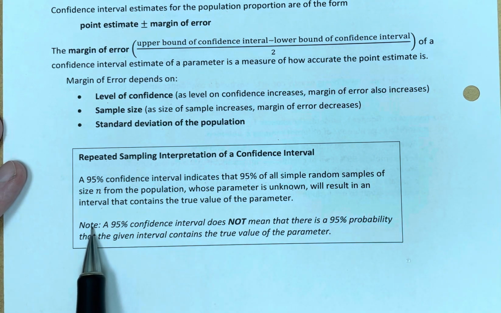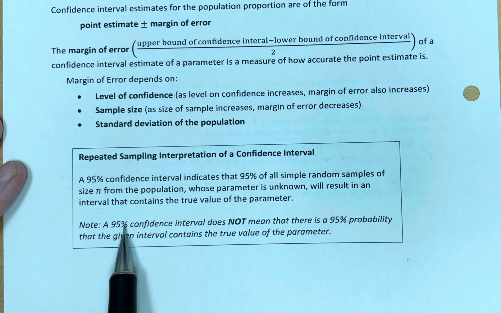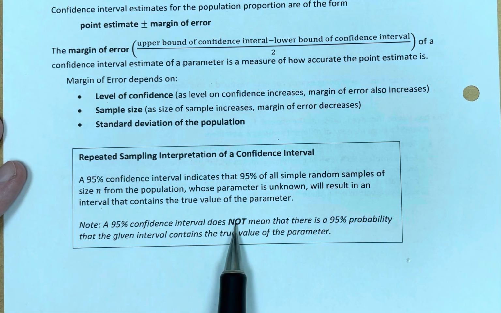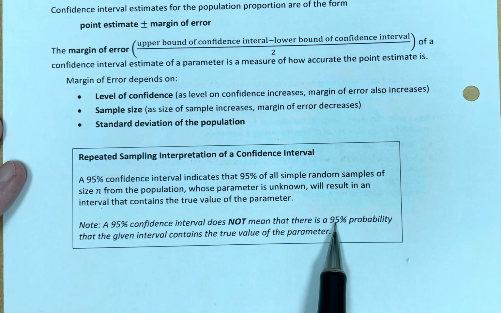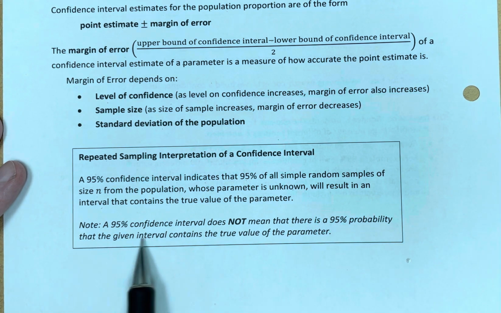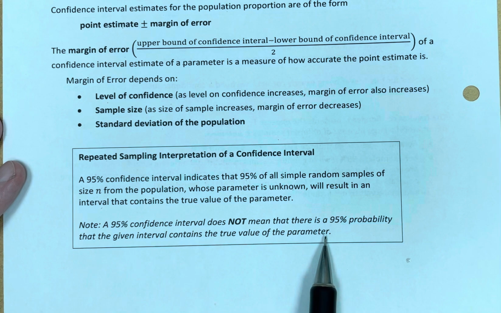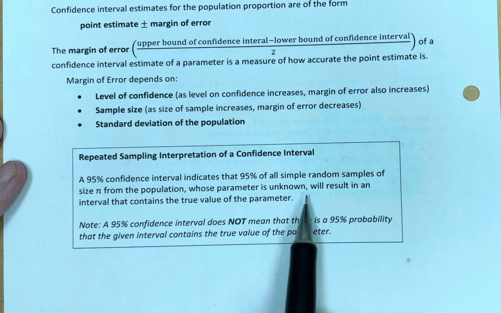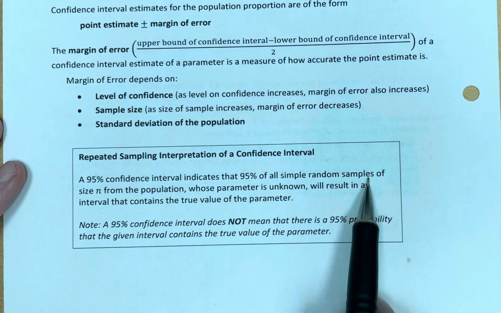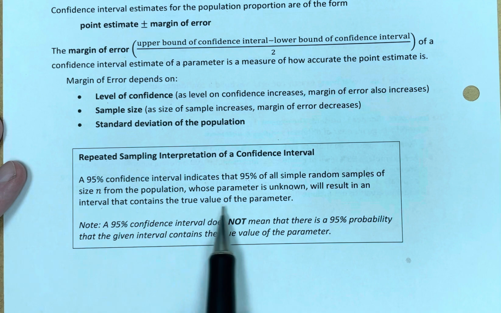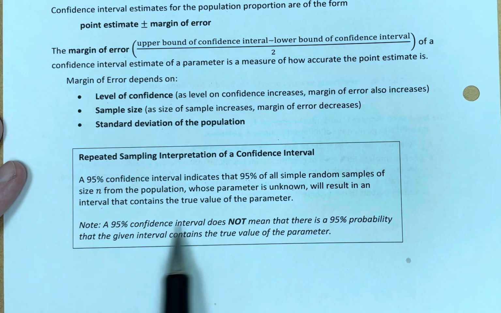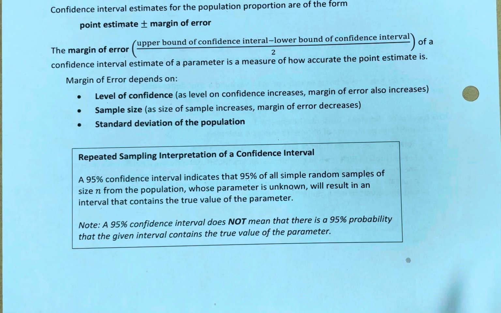Okay, note, and this catches people, a 95% confidence interval does not mean there's a 95% probability that the given interval contains the true value. That's not what it means, right? It means that 95% of all samples will result in an interval that contains it. It doesn't mean there's a 95% chance that your particular interval contains it.